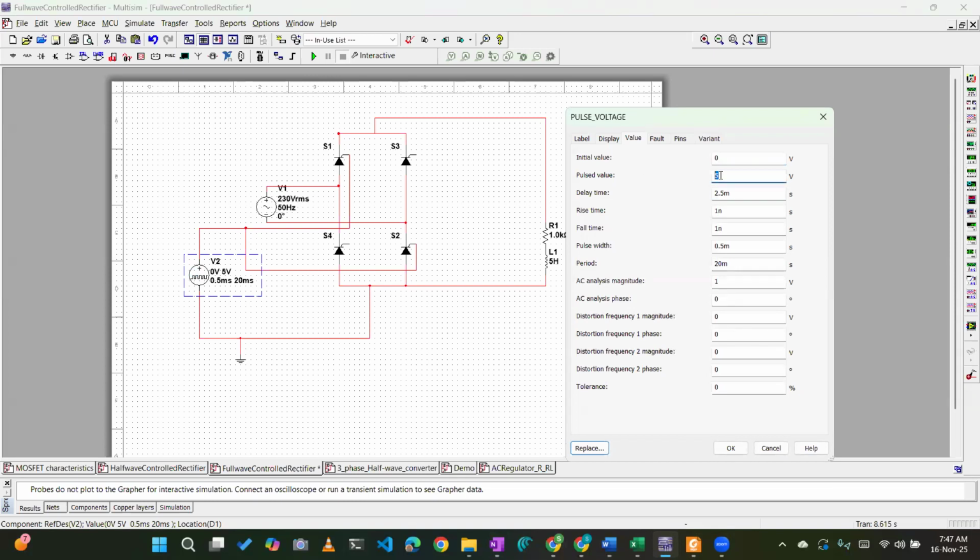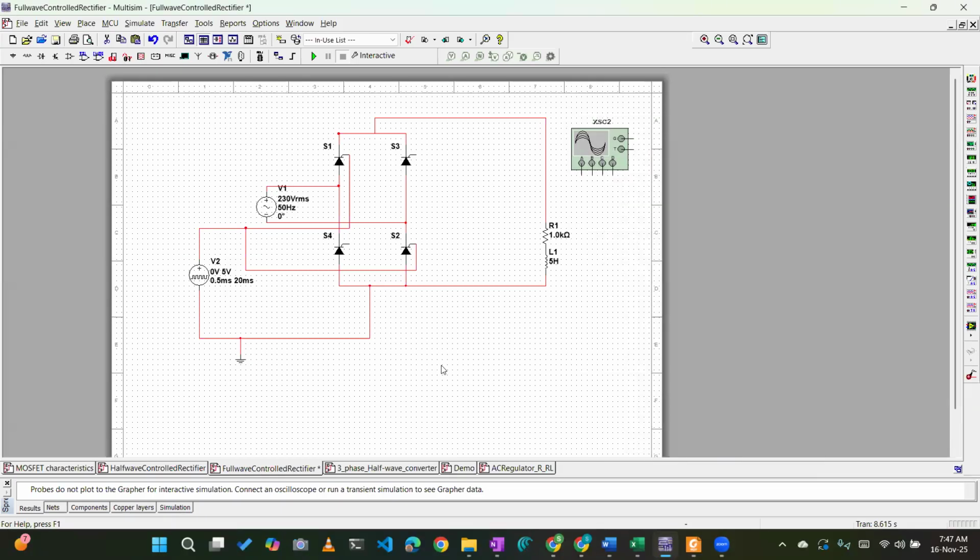This 5 volt, only 4 fields you are changing. This 2.5, then 20 millisecond, because it is a 50 hertz sinusoidal signal. Pulse width is not required to change. Only this, and the delay. Delay is this, and this is the time period. Done. 3 fields. Now for T3, T4, what is the triggering instant?